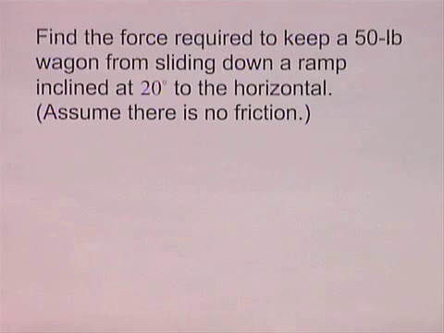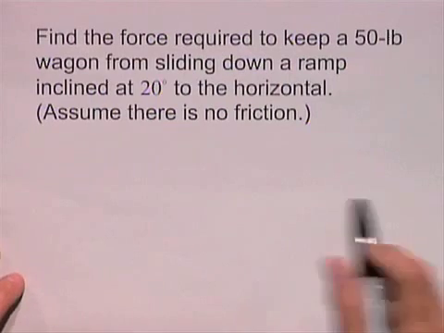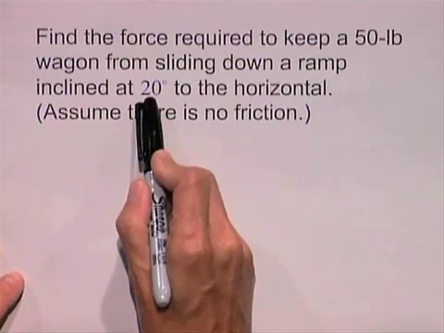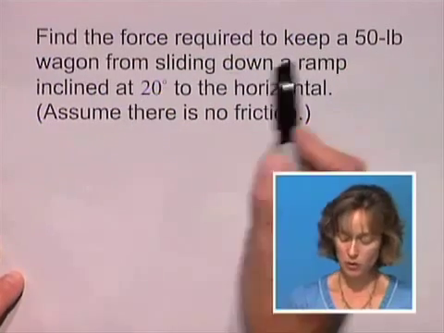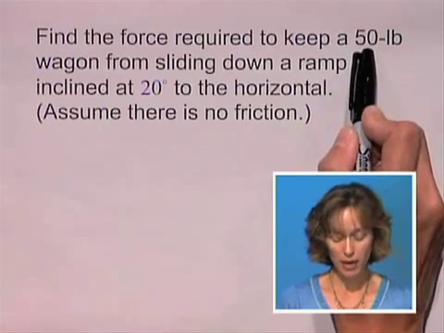Let's work an application problem. We want to find the force required to keep a 50-pound wagon from sliding down a ramp inclined at 20 degrees to the horizontal, assuming there is no friction. So we've got a ramp that forms an angle of 20 degrees with the horizontal and a 50-pound wagon.